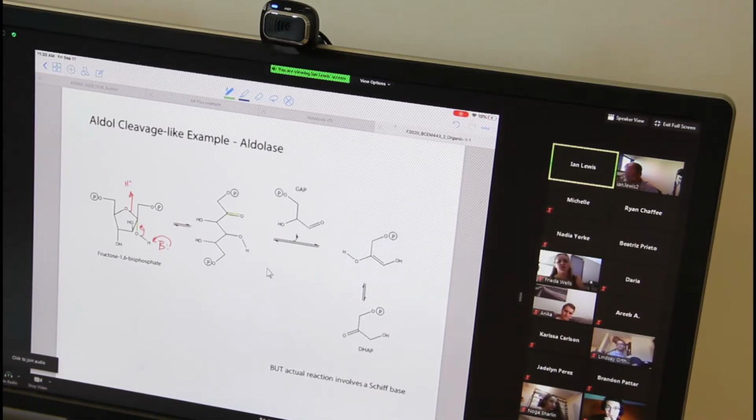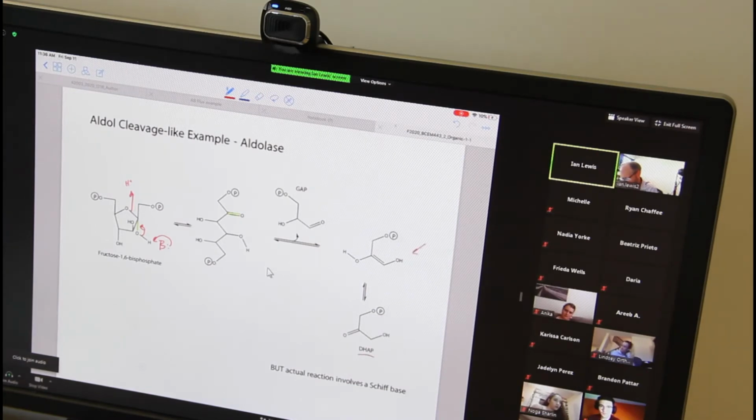Does that make sense? Everybody in chat. What is this one called? Oh, this one here. Glyceraldehyde phosphate. Are those familiar? You guys remember that? Yes. This is all from intermediates from glycolysis, right?